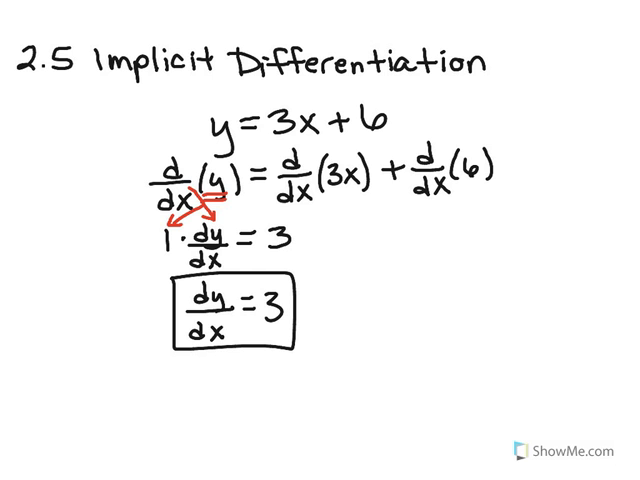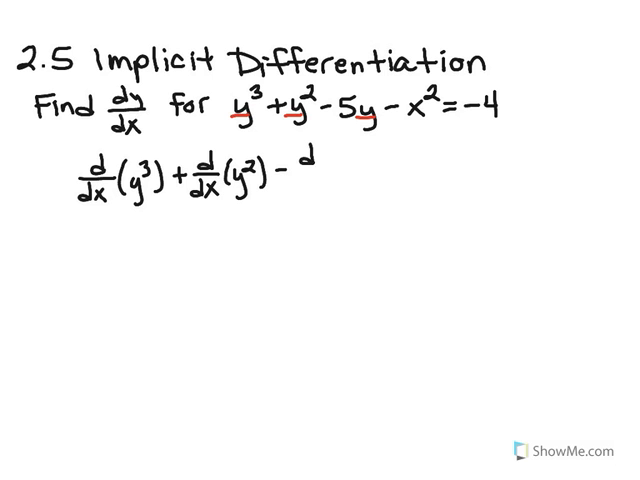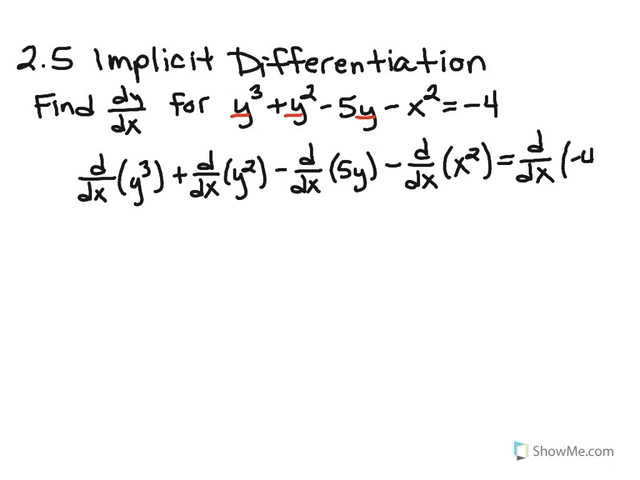Now let's take a look at another example. Okay, so here we are. It says find dy/dx for this function. And before you start thinking that this is super difficult, it's really not. The parts that will need implicit differentiation are all the y terms, so here, here, and here. But we're going to take this one step at a time, and I'm going to write this out using Leibniz notation first. So I'm going to do d/dx of y cubed plus d/dx of y squared minus d/dx of 5y minus d/dx of x squared, and lastly d/dx of negative 4.